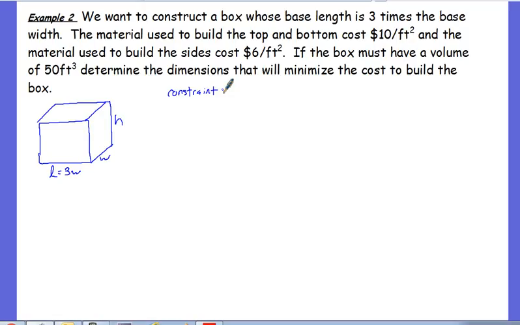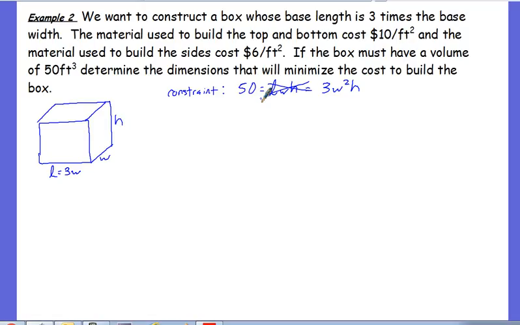50. So I have to have a volume of 50. Agreed? So does everybody agree that 50 has to equal, how do you find volume of a box like this? Length times width times height. Agreed? That 50 has to equal length times width times height. Actually, I can go a step further. Since I know my length is really 3W, couldn't I give my equation 3W squared H? Since L is 3W, it'd be 3W squared H. We good with that? So I know my constraint is 50 equals 3W squared H.